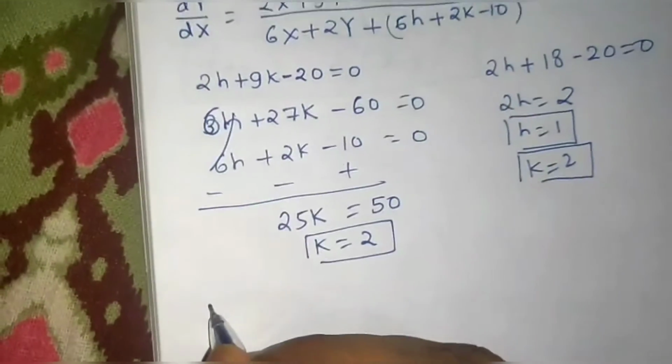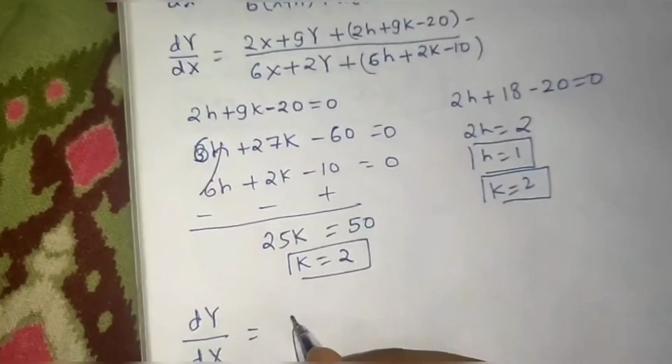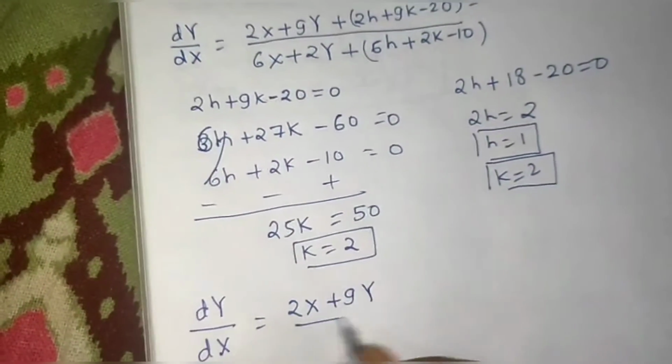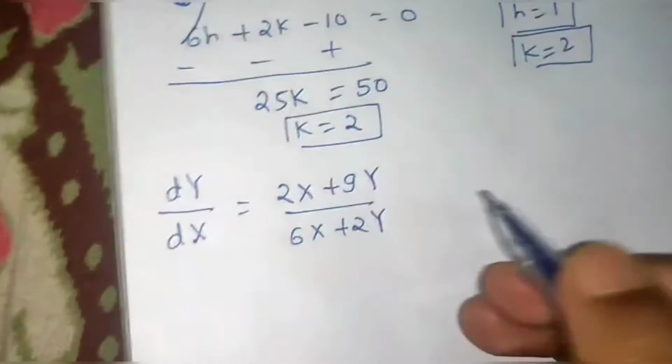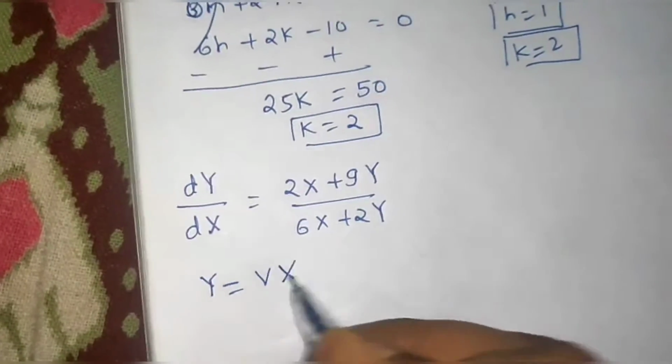So after this will vanish, I will get dY by dX equals 2x plus 9y divided by 6x plus 2y. Now this is homogeneous. We can simply do one thing, y equals vx.